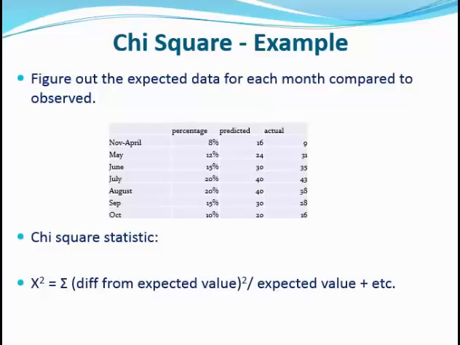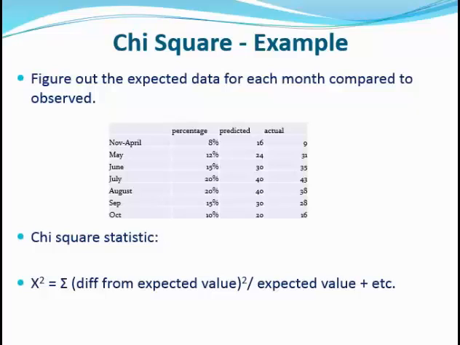The fact that your numbers are a little off doesn't mean that your original prediction was wrong. If your numbers are very off, then it's probably true that your original prediction was wrong. If your numbers are a little off, maybe not. And really, the chi-square analysis is how we measure whether your data is too far away to establish your hypothesis. In other words, whether your hypothesis can be disproved from the data.